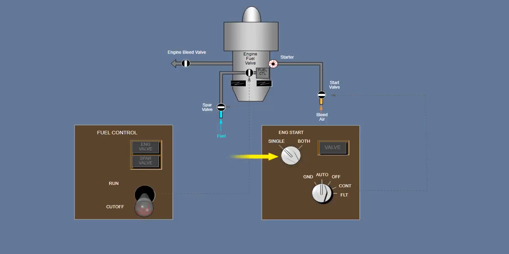Before start, the ignition selector is normally selected to the single position. In single, igniters 1 and 2 automatically cycle for each start for equal usage. The both position could be used, but only one igniter is normally used for ground start, while both igniters are used for in-flight starts.